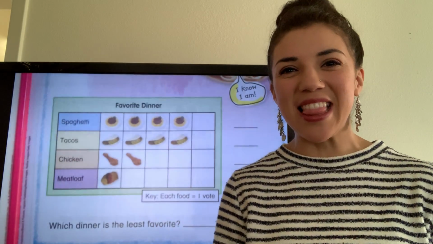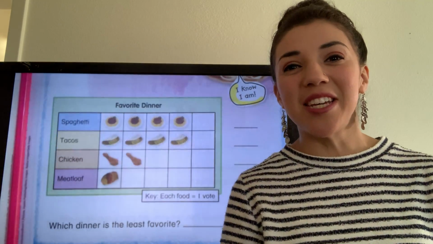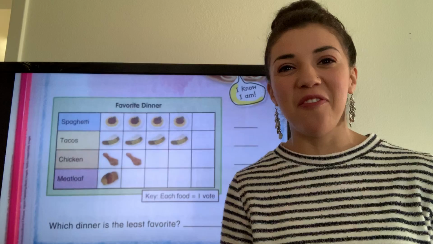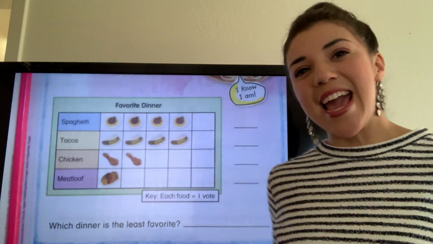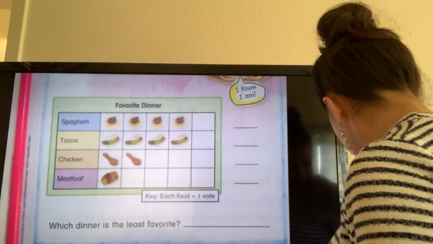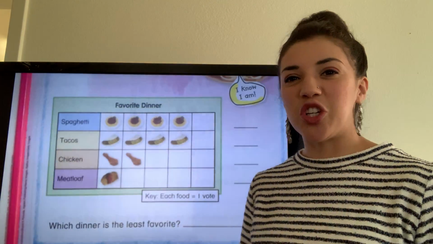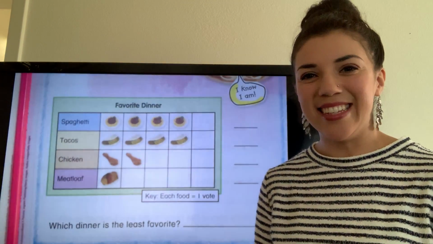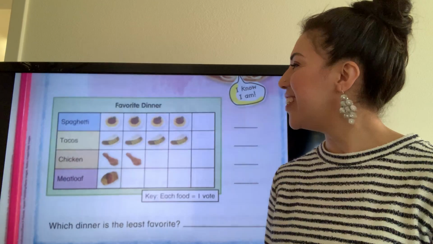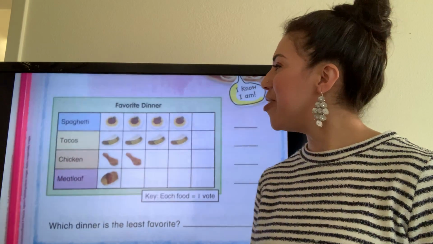Here we go with lesson 3. So go ahead and open your math book to page 541. And this lesson is analyze picture graphs. Okay, so here we go.